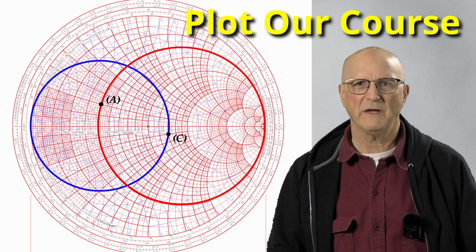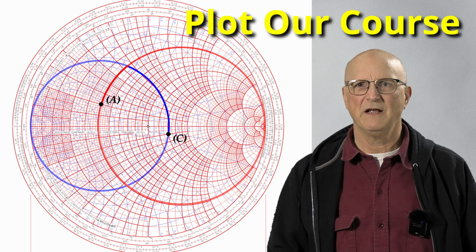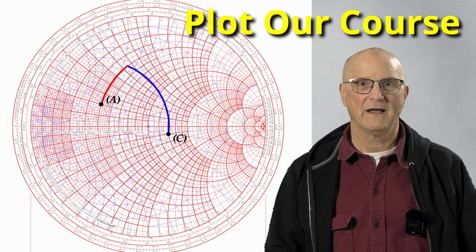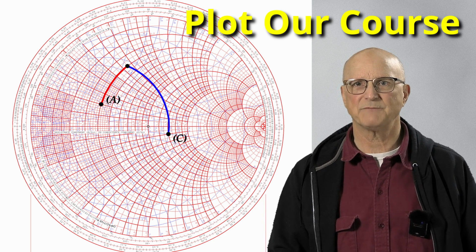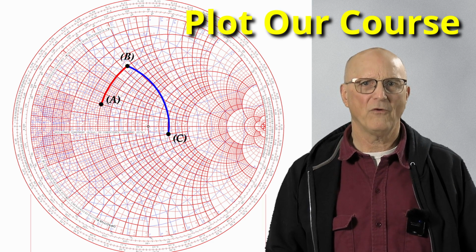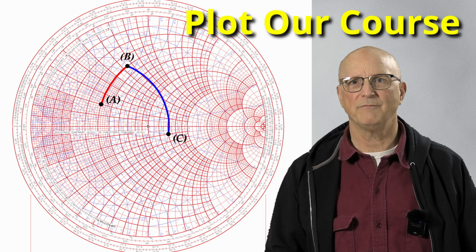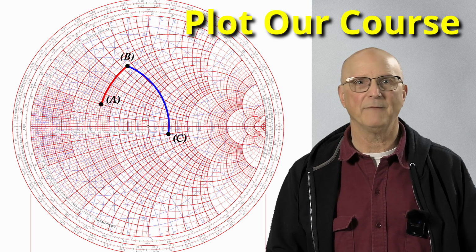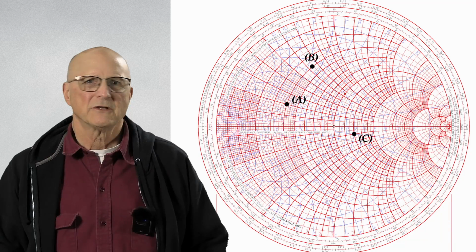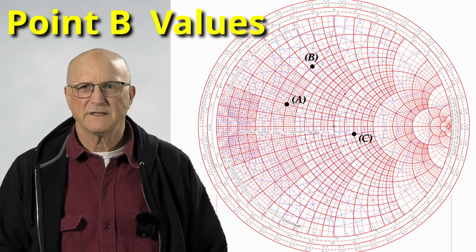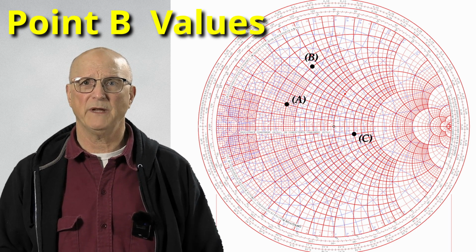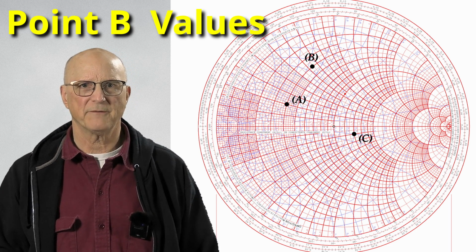I do a quick measurement with my ruler to discover that the northern route is most definitely shorter. I now place a dot at that spot, and I'm going to call this point B. Before we can determine the value for my components, we have to know the impedance and admittance values at point B. So we're going to read the normalized impedance and admittance values of our newly placed dot at point B right off the Smith chart.